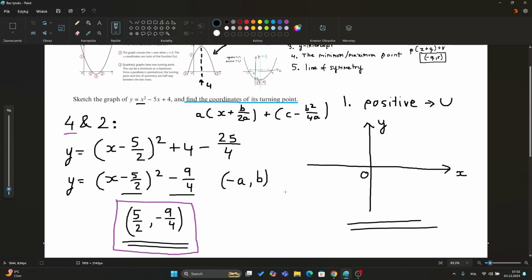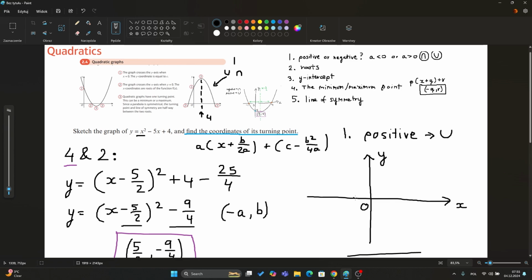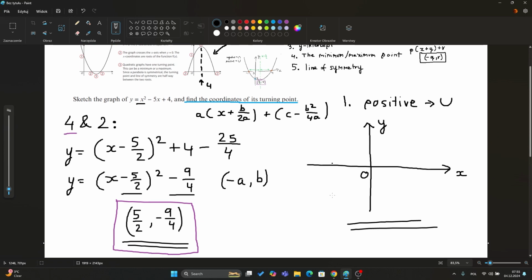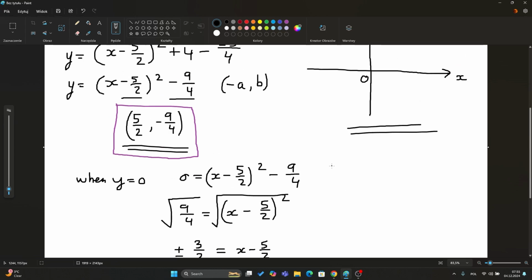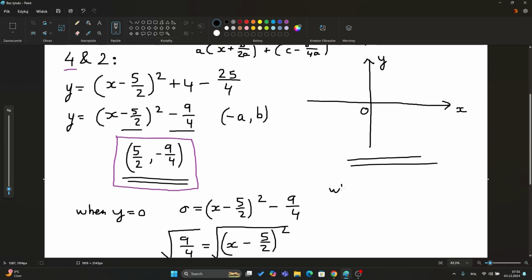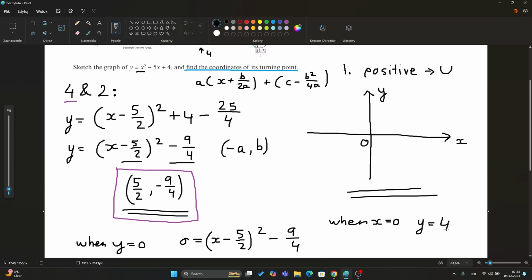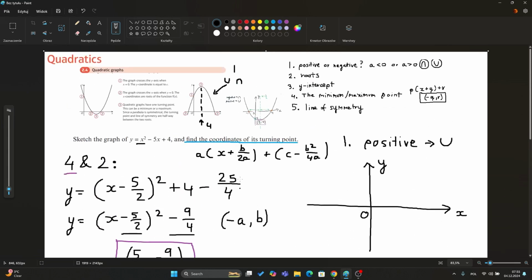Now we can draw our graph because we know all the things that we need, apart from the y-intercept, because I forgot about the y-intercept. The y-intercept is when x is equal to 0, so y is equal to 4. We do that because when we plug in x equals 0, this term is 0, and this is also 0, so we're left with 4.